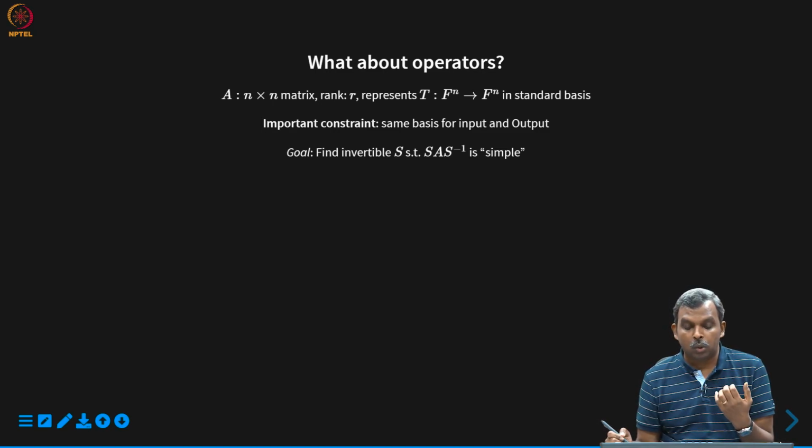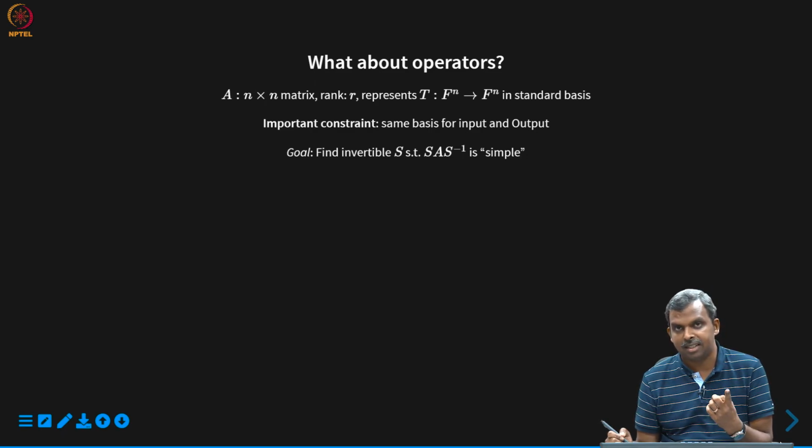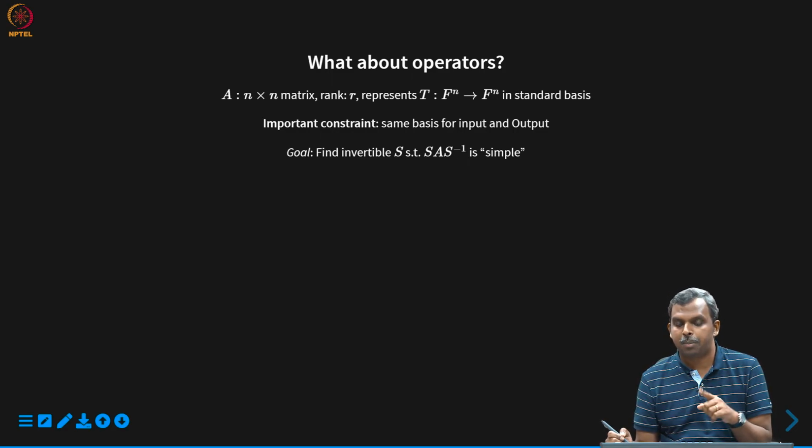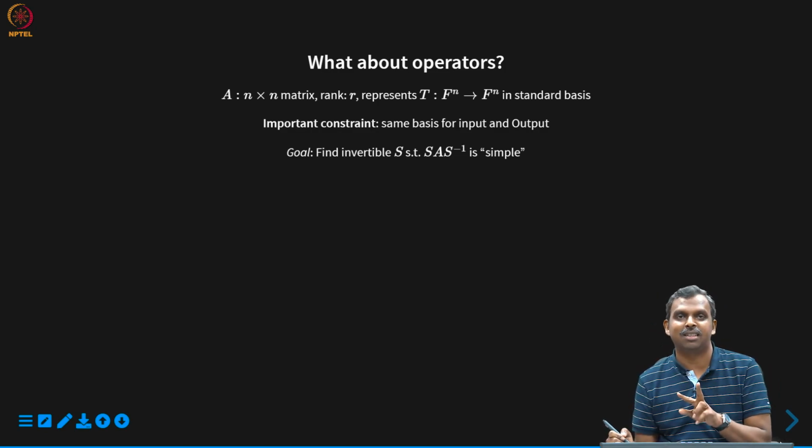Okay. So in fact, I want to find just one invertible matrix S such that under the similarity transform S A S inverse, I get a simple matrix. In the previous form that I did, I had an S_L and S_R, two different matrices. That's not allowed. I want the same matrix. Okay. So this makes life a little bit more complicated.